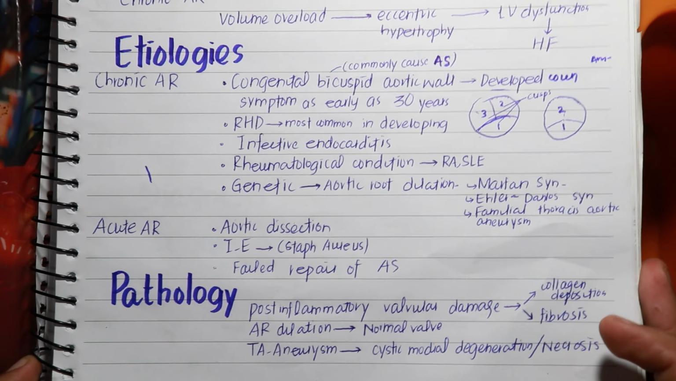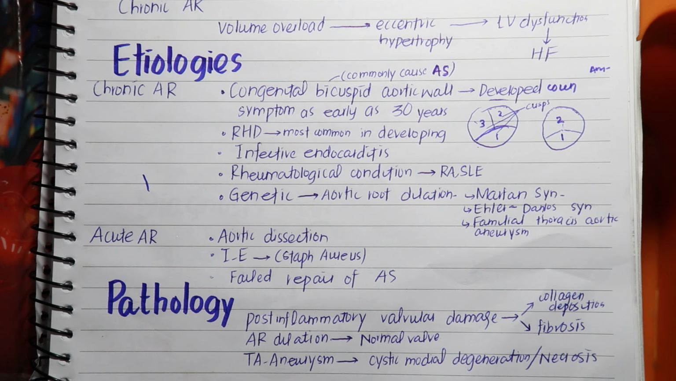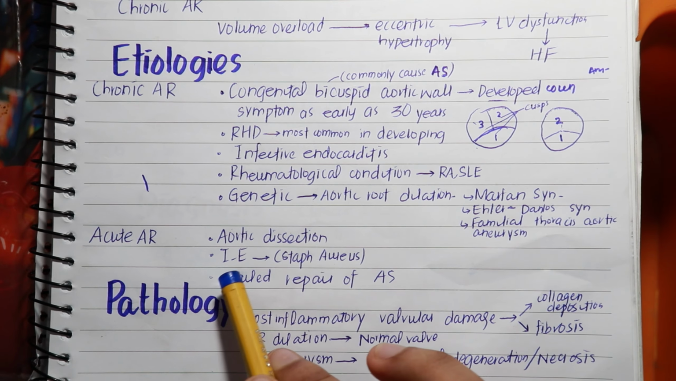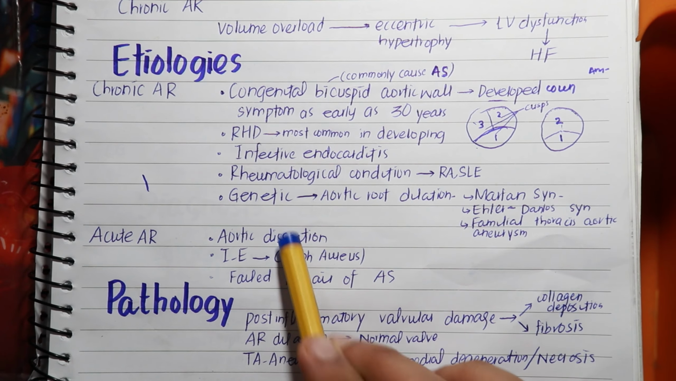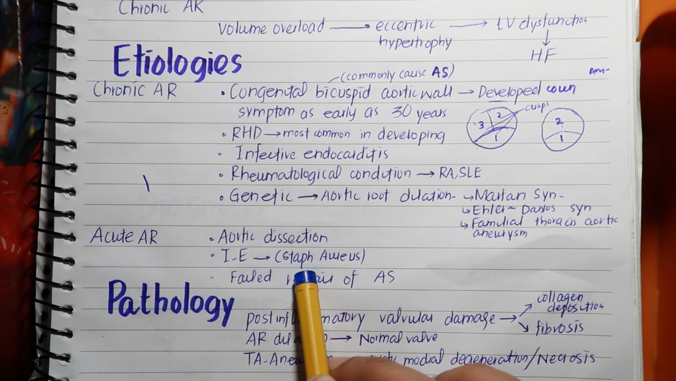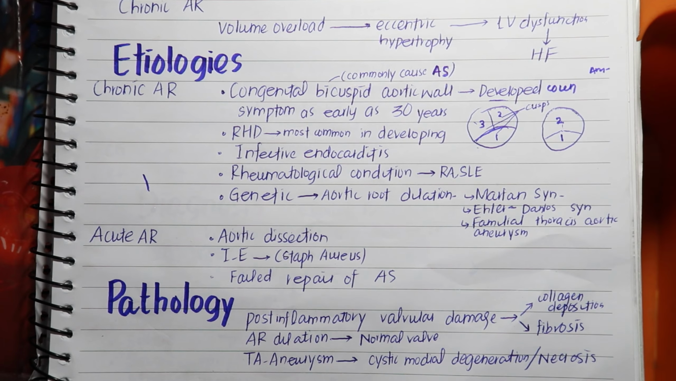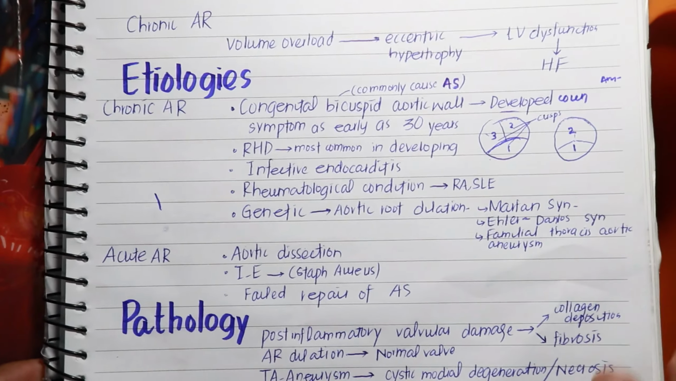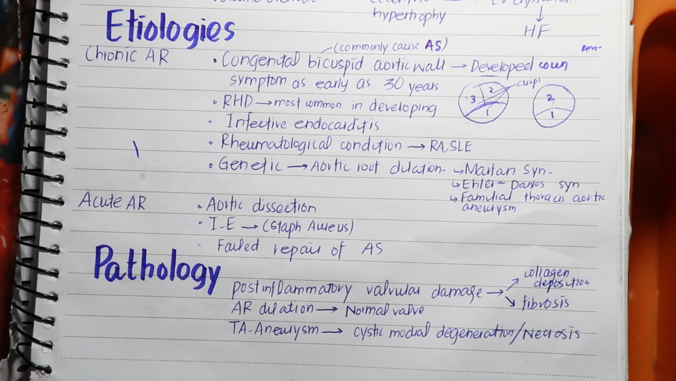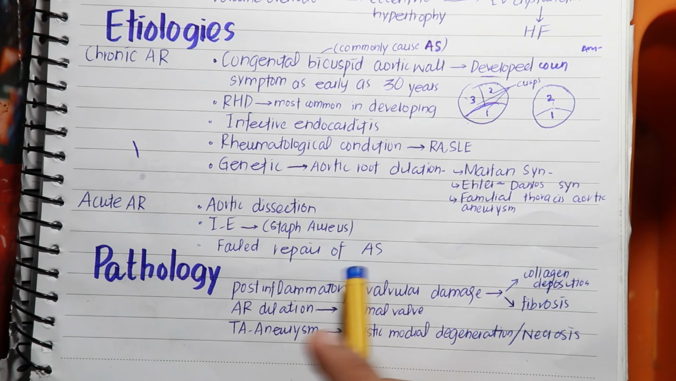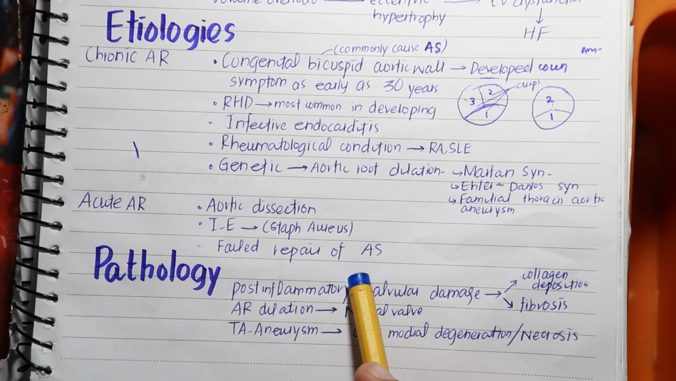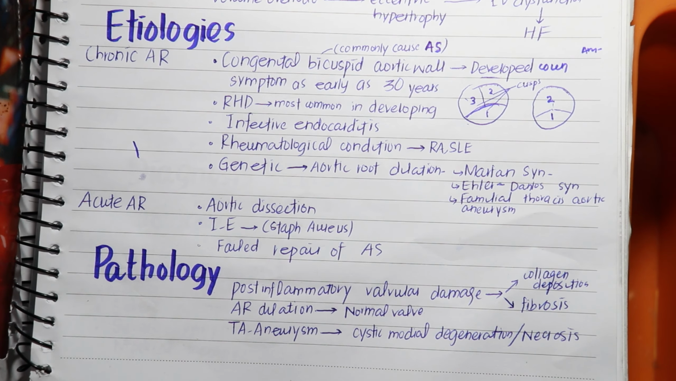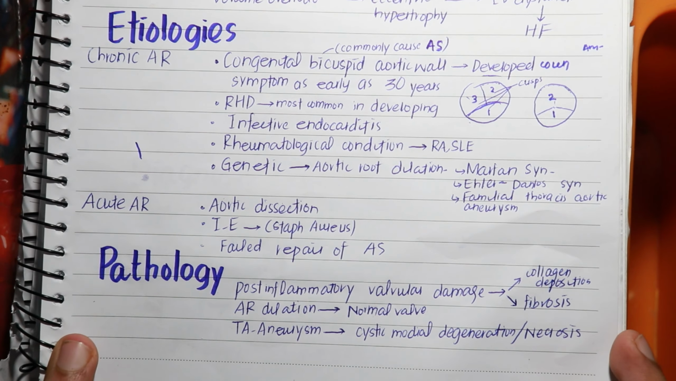Now the causes of acute aortic regurgitation: the number one cause is aortic dissection; second, infective endocarditis, specifically due to Staphylococcus aureus bacteria. This causes a very rapid attack on the aortic wall, so there is rapid degeneration and ultimately aortic regurgitation. As well as the third, failed repair of aortic stenosis. Suppose a person has aortic stenosis, so they do the surgery and the surgery fails, that ultimately leads to acute aortic regurgitation.